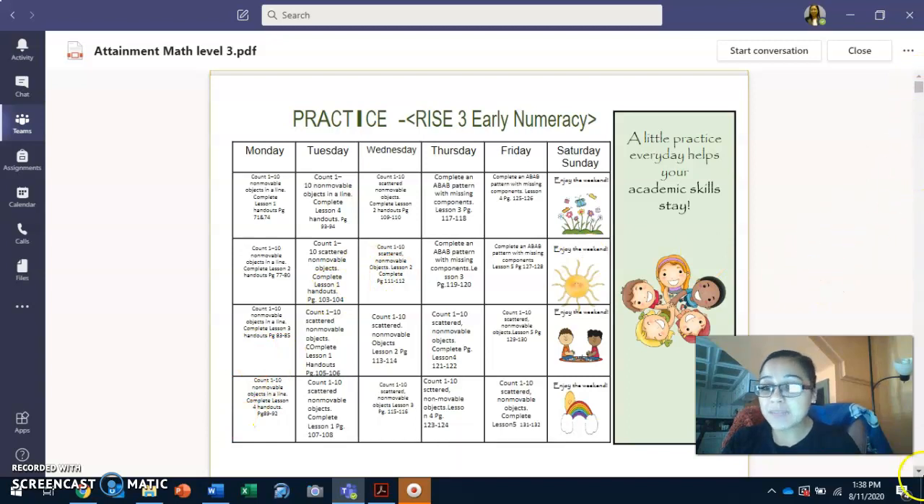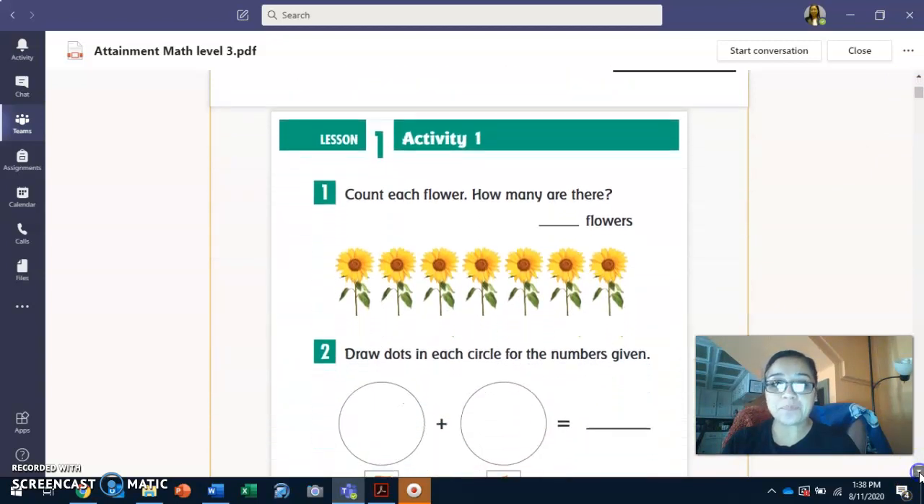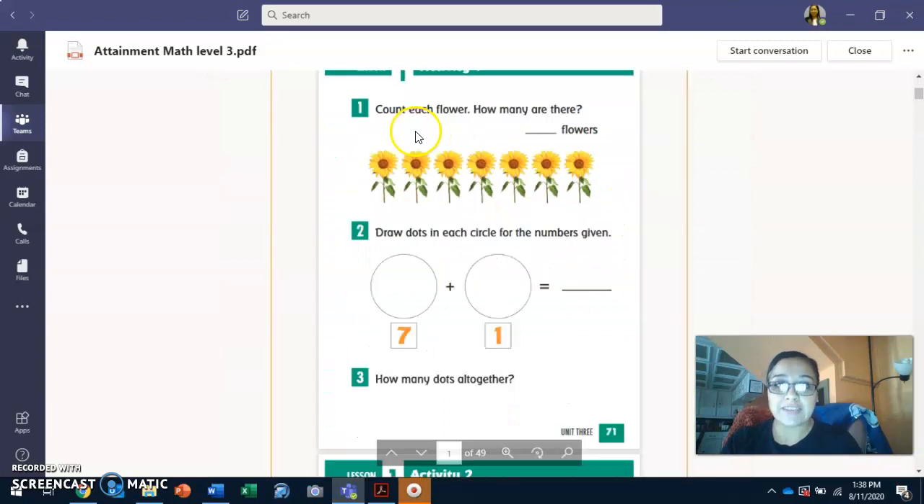So now let's go ahead and begin and look at our first worksheet. Right here it says, count each flower. How many flowers are there? So right here you are going to write your answer. But let's count the flowers. Count with me. 1, 2, 3, 4, 5, 6, 7. So let's just review the numbers real quick.